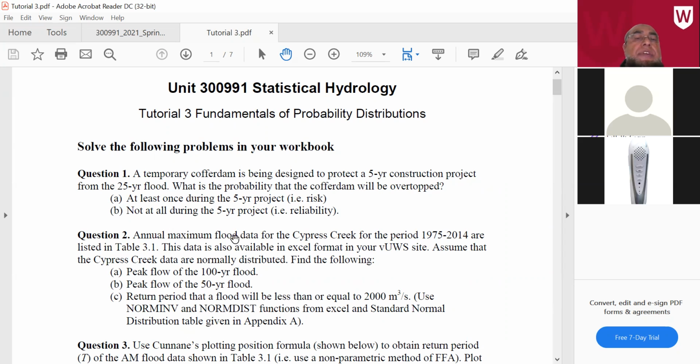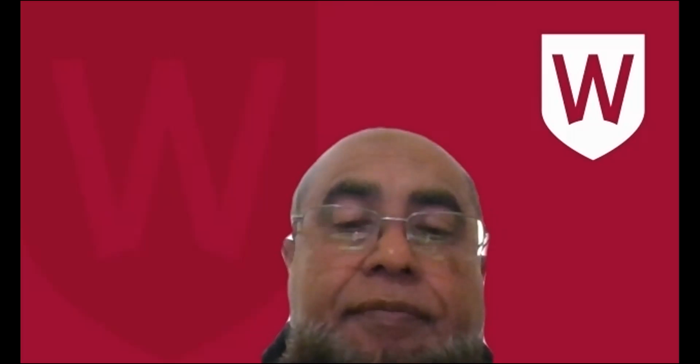In this case, we have to find out the probability that the coffer dam will be overtopped at least once during the 5-year project time. That is the risk. And then the reliability: if we can find the risk, then we can find reliability as well. Basically in this question, we have to use the risk equation that I introduced in the lecture. Let me go to Excel, which will be better. I'll stop sharing this one and then go to the Excel sheet.